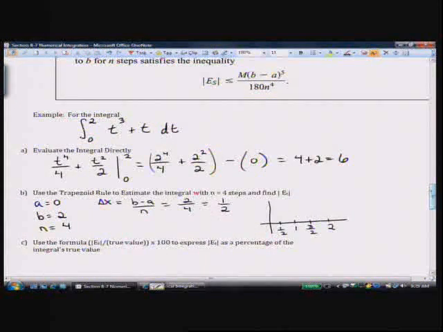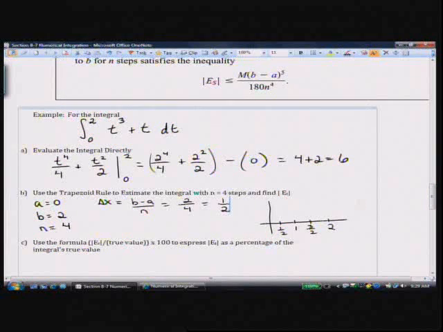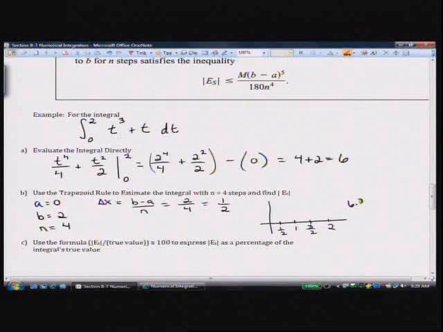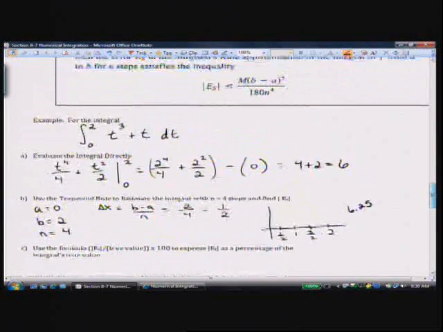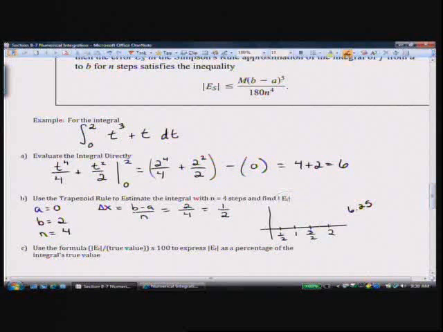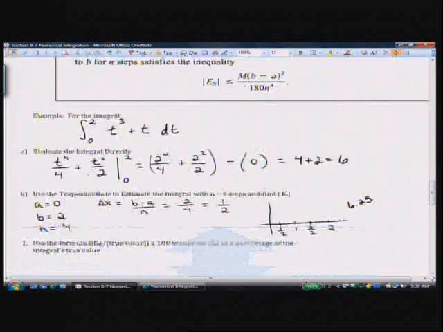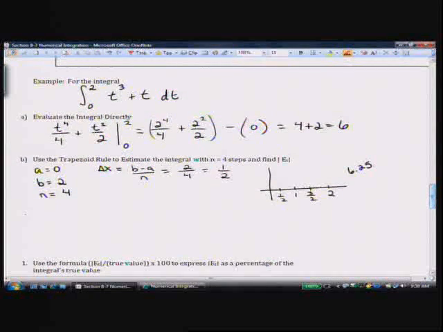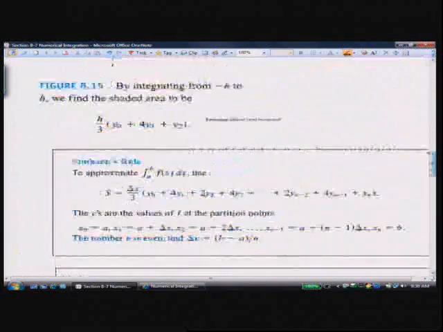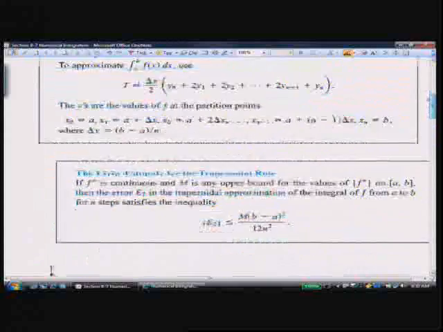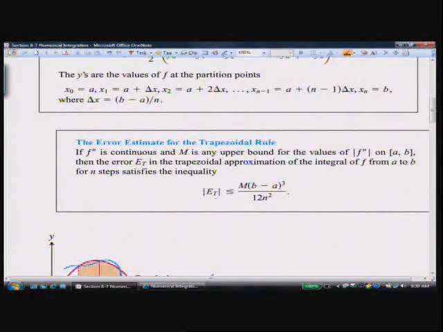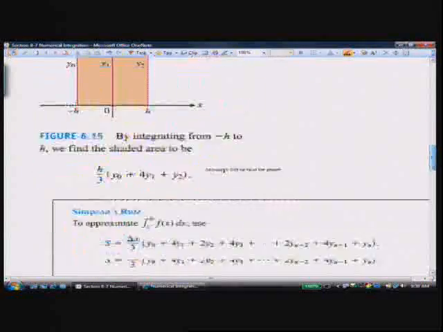Okay, so we got the answer to be 6.25. Now it says, but we also want to find E of t. They want us to calculate E of t, which is an estimate for your error. So if you come up here and you look at this formula, they tell you that it's less than or equal to m times (b minus a) cubed over 12n squared.